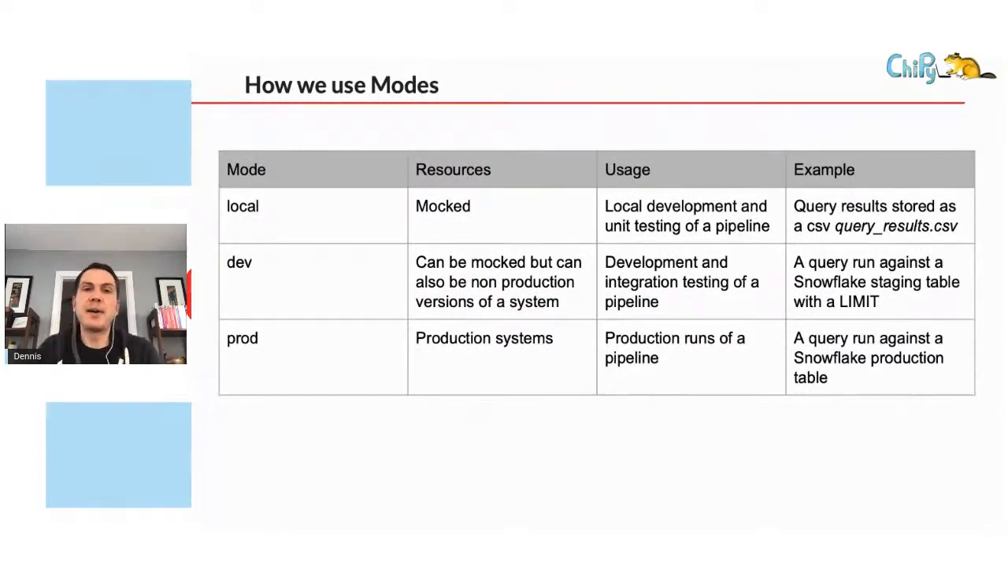So this is what I was saying about how we use our different modes, and how this helps get us through our development cycle very easily and safely. We can do a lot of local testing with everything being mocked out, and this is really helpful for our unit testing. For dev testing, we can start to do more integration testing of our pipeline and connect to some of these resources, but maybe use sandbox versions of them. And then by the time we've done both these levels of testing, we can actually do our production runs.